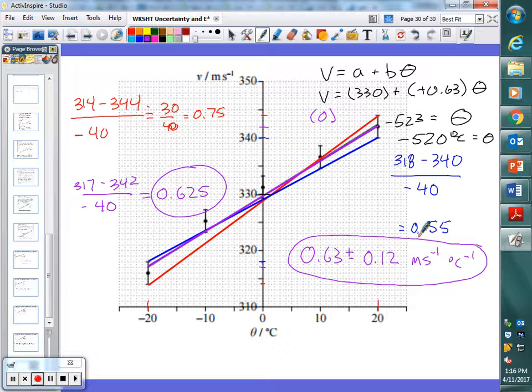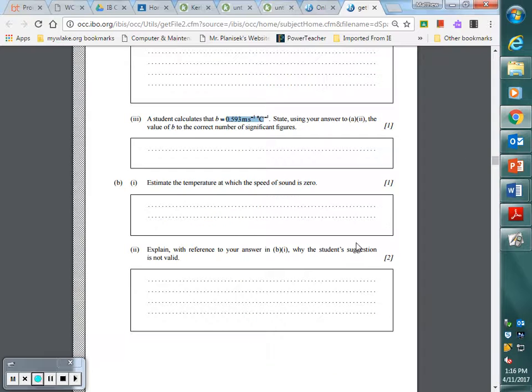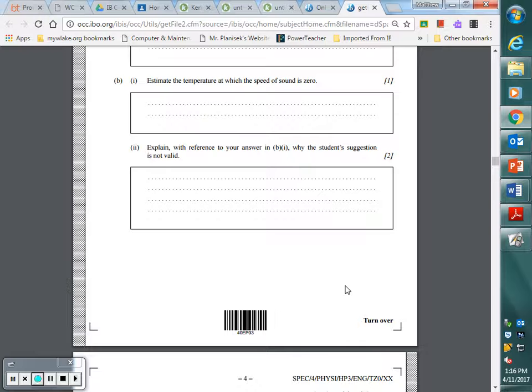All right, good there? It says 24. How many significant digits? So then just to wrap this one up, for B2, or BII, it says explain with reference to your answer why the student's suggestion is not valid. So what are we assuming in this case here?